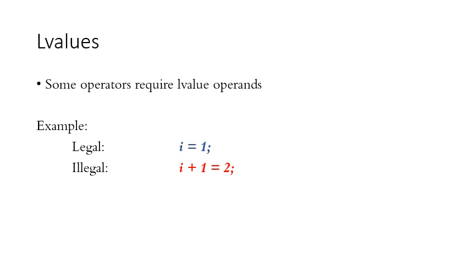So here are some examples. I is a valid L value, but I plus 1, in which you have an operator, plus, is not a valid L value. Okay.